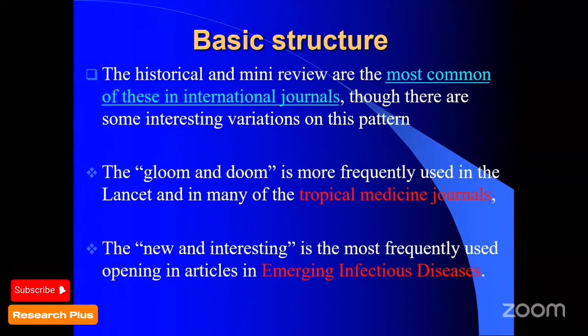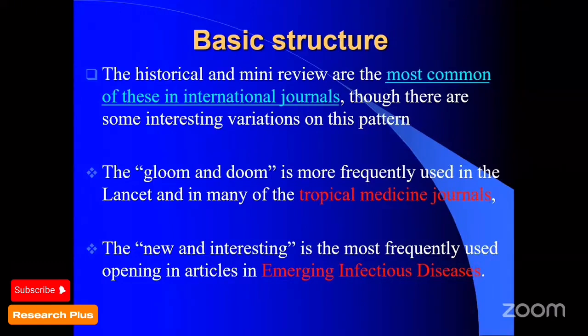So for writing for international journals generally, it's important to note that the historical context and the mini review are the most common approaches to begin the introduction section, although there are a few interesting variations to this pattern. But if you are writing for some journals like the Lancet, they prefer the gloom, and many tropical journals that have to do with diseases of the tropics, talking about Tropical Doctor, Tropical Medicine and International Health, Tropical Medicine and Health. So many tropical medicine journals like papers that begin with the gloom and doom picture.